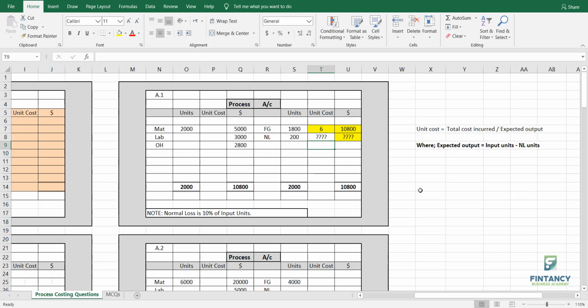So the answer is there is no cost for normal loss. Here it is nil, 0. Nothing, not applicable here. And this is also not applicable. Getting it, everyone? So there is no cost for normal loss. We don't charge cost of normal loss. Why?